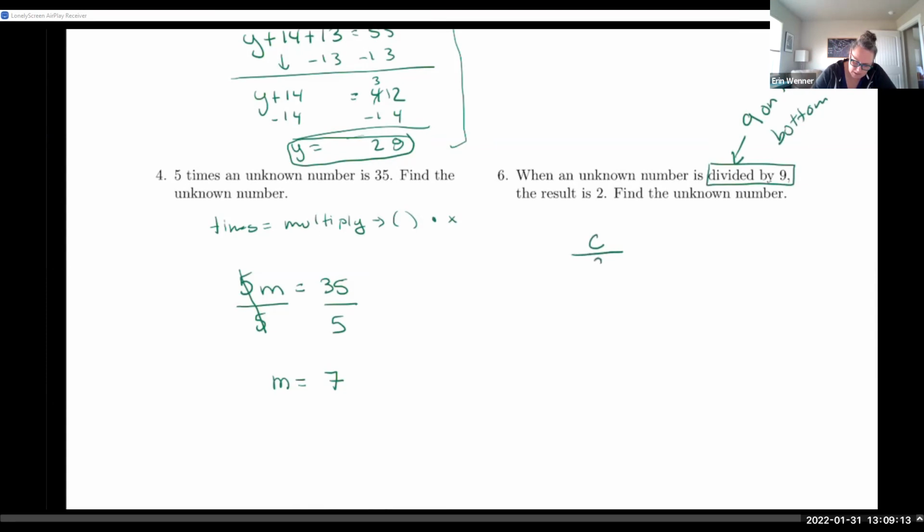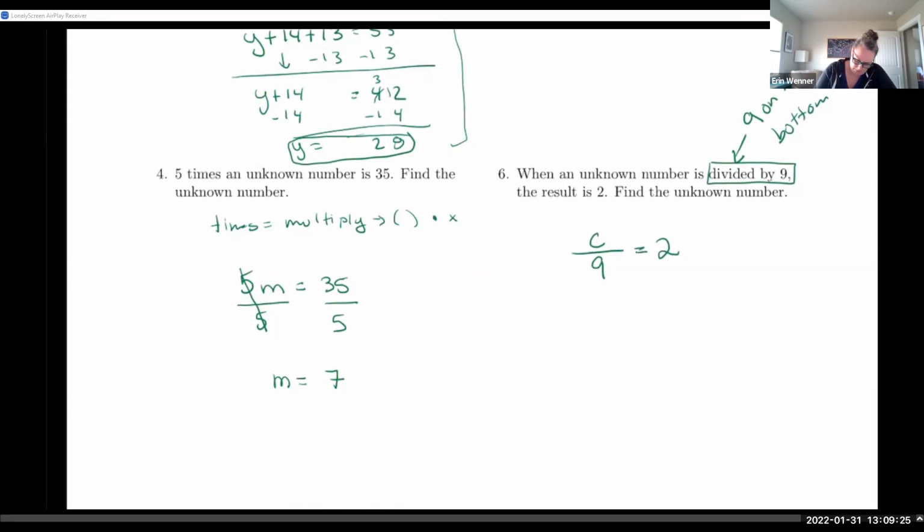When it's divided by 9, the result is 2. So some unknown number C divided by 9, and the result is 2. So again, to solve this, we're going to multiply both sides by what we're dividing by, meaning we're going to multiply both sides by 9, giving us C equals 18 as our answer.